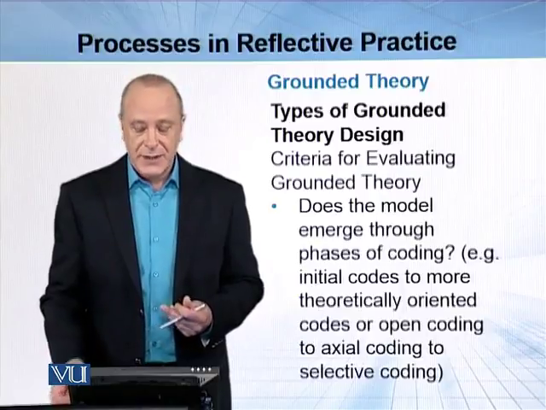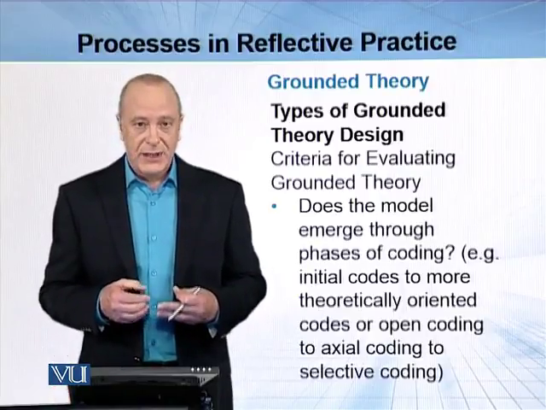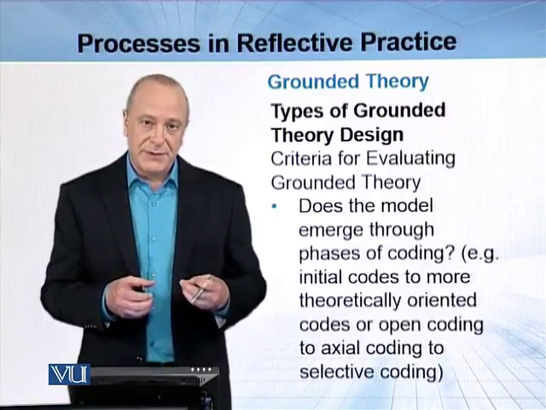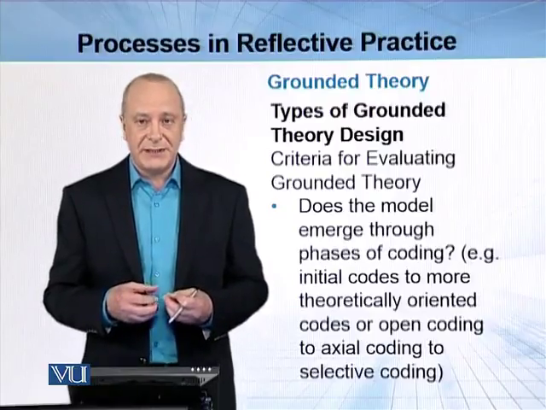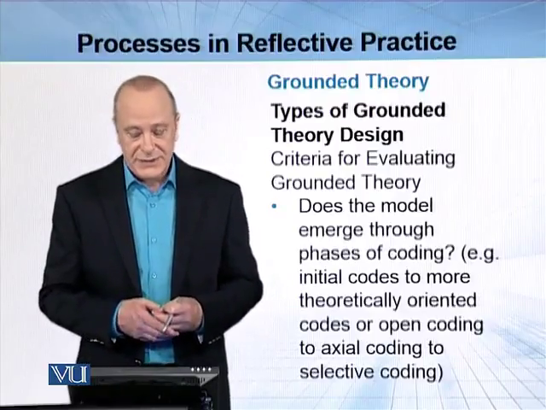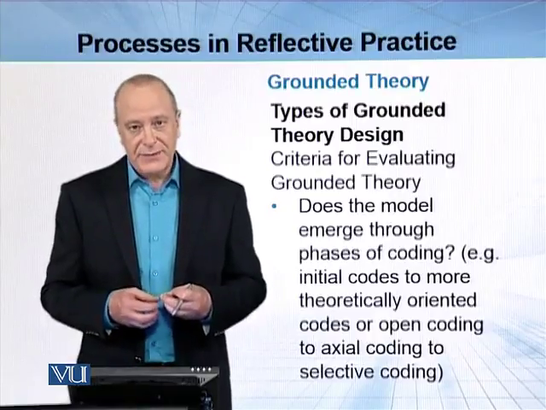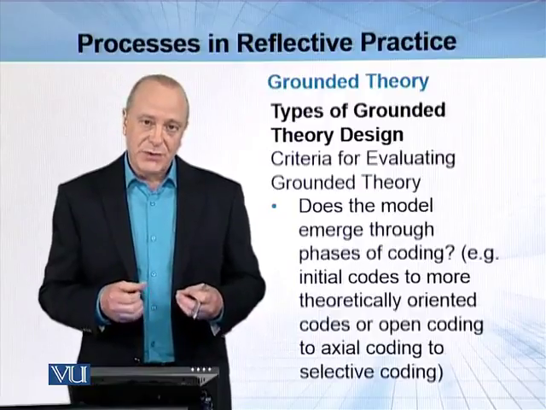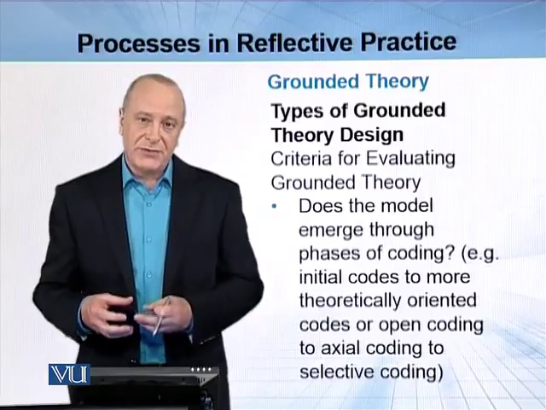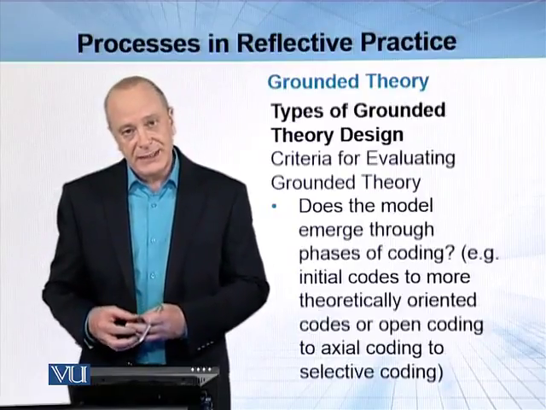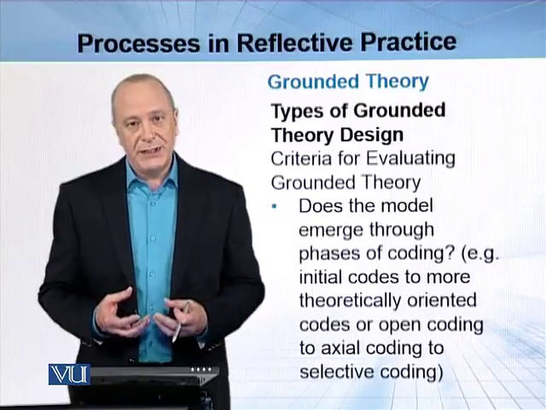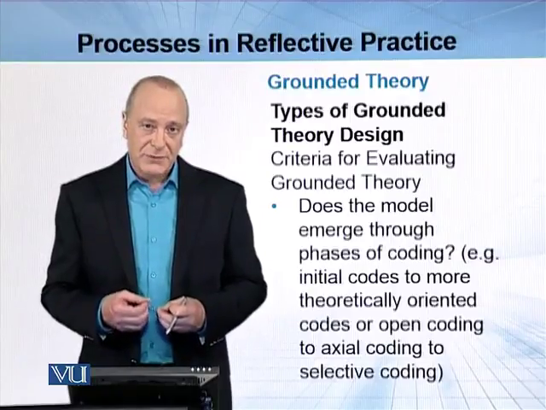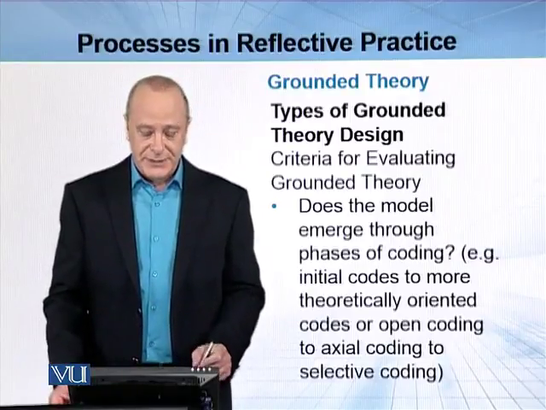Another question we can ask is whether the model emerges through phases of coding, or in other words, the development and refining of the data, and the development and the refining of the categories, and how these come together and interact with one another. Does it emerge through the process of open coding through to axial coding and then through to selective coding? If we can say that this is the case, then this is a good way for evaluating the quality of grounded theory.